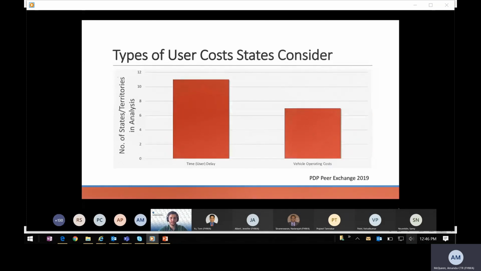So during the PDP peer exchange, states and territories in analysis indicated that user costs considered are time or user delay and vehicle operating costs. In this case, 11 agencies indicated that they considered time or user delay as a part of their LCCA, and 7 agencies indicated that they used vehicle operating costs in their LCCA analyses, respectively. Next slide.